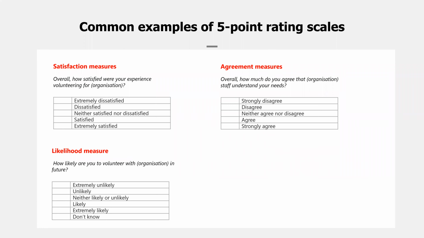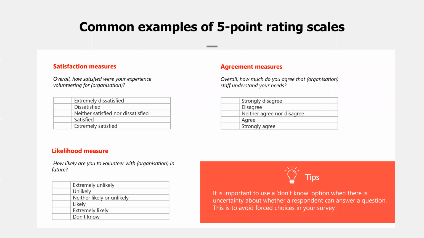So we've just got some different examples up here about how the 5-point rating scales might be used. And as you can see, we've got them here for satisfaction, for likelihood to do something, and for agreement. Just a tip here, I think, is really just important if you've got a scenario where you're uncertain about whether a respondent can answer the question, it's always better to include a don't know option like we have down here for the likelihood measure.